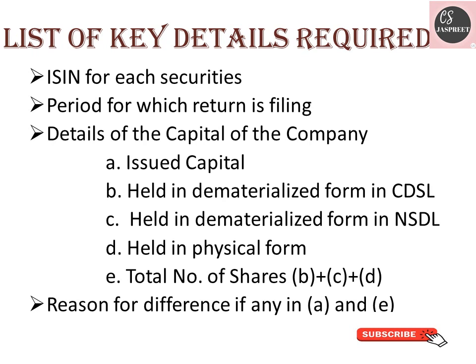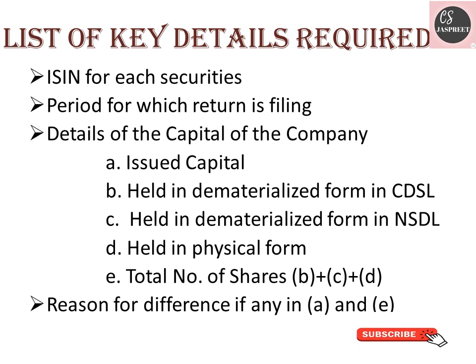Now, what are the list of key details that are required for filing the form? The first is ISIN for each securities. ISIN, it's an International Securities Identification Number. It's a code that uniquely identifies a specific securities issue, and the organization that allocates ISINs in any particular country is the country's respective national numbering agency, that is NNA. The second key detail is period for which return is filing, definitely for the half year ended 30th September or the half year ended 31st March.